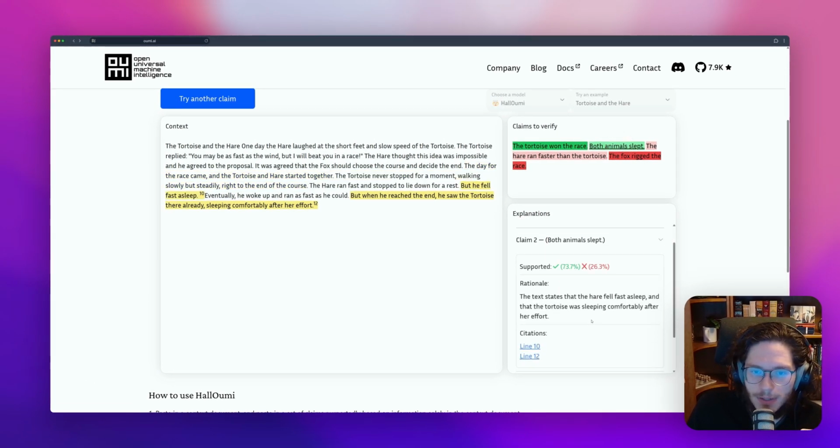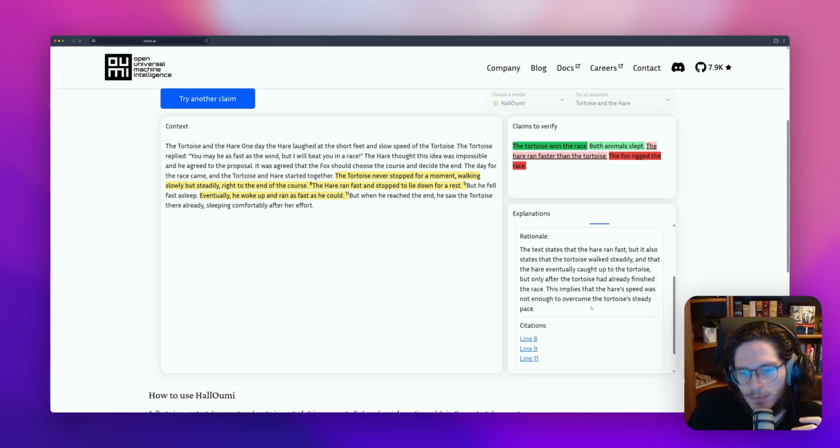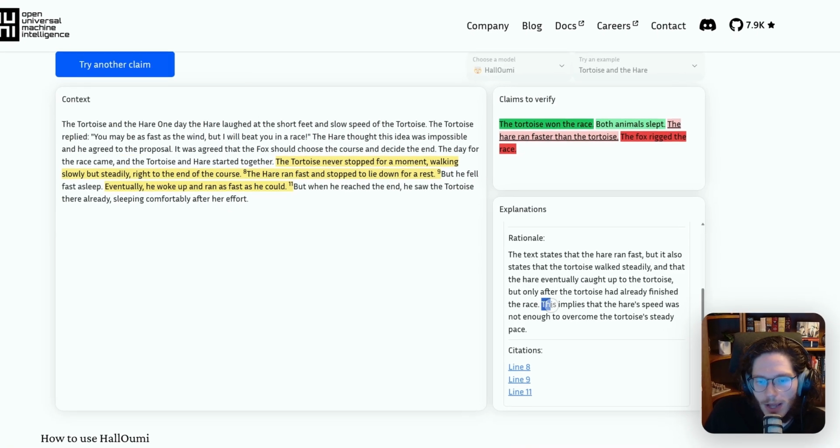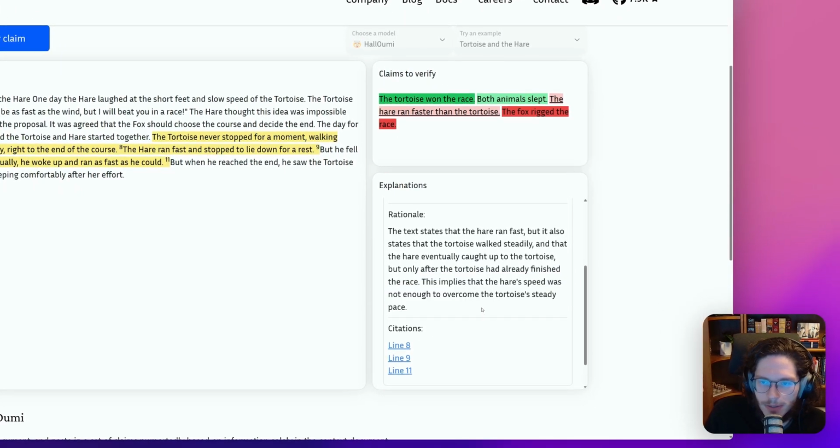Both animals slept. It identifies both lines where the tortoise and the hare were sleeping. The hare ran faster than the tortoise. This one is borderline. It's 48% supported, 51% unsupported. And the response kind of coincides with this. It states that the hare ran fast, but also states that the tortoise walked steadily.